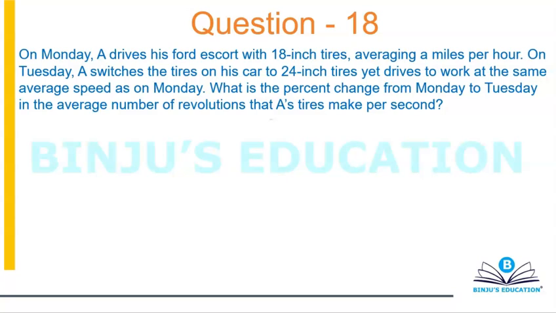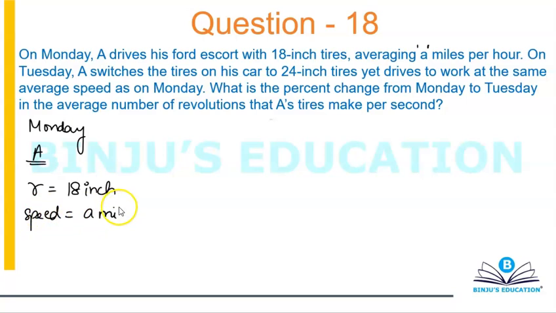Alright, let's see what we can do with this one. On Monday, A drives his Ford Escort with 18-inch tires, averaging A miles per hour. This should be within some sort of a comma, because it's averaging A miles per hour. So on Monday, this guy A is traveling in his Ford Escort, the radius of the wheel is 18 inches, and the speed is A miles an hour.